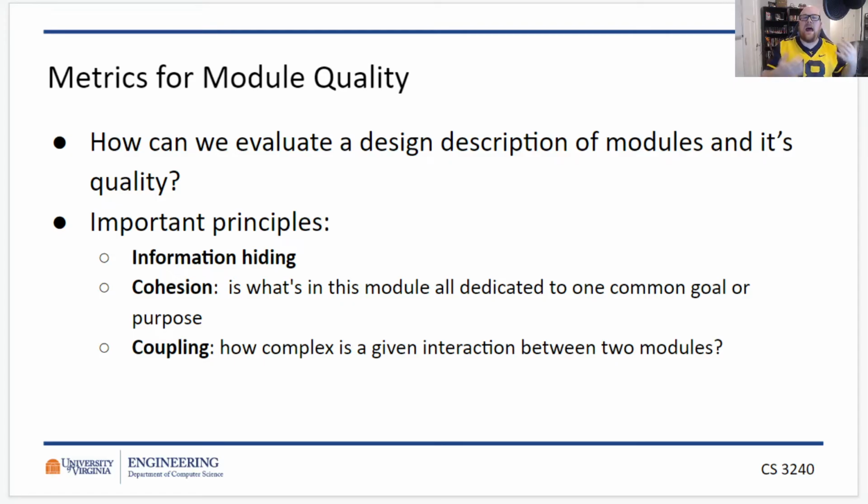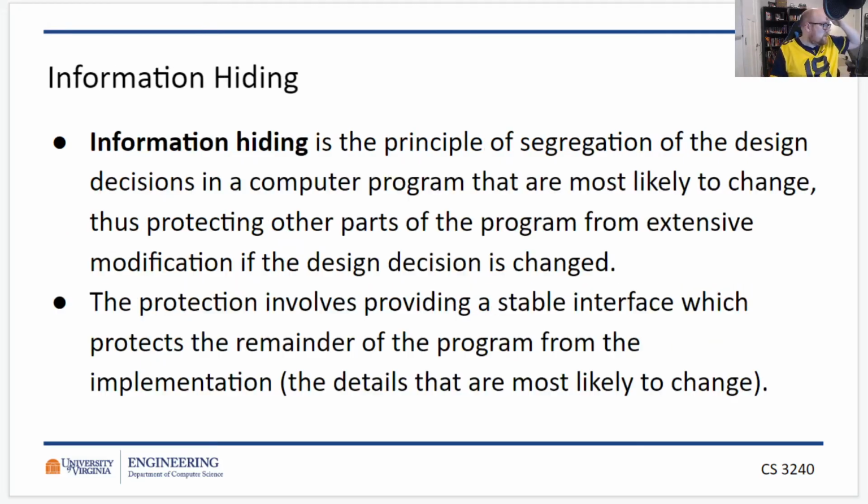Coupling is how complex is the interaction between two modules. And when we're talking about cohesion, high cohesion, very, very tight focus on one thing is good. And when we're talking about coupling, low coupling or loose coupling is actually good. That is to say that the interactions are very simple, not complicated at all.